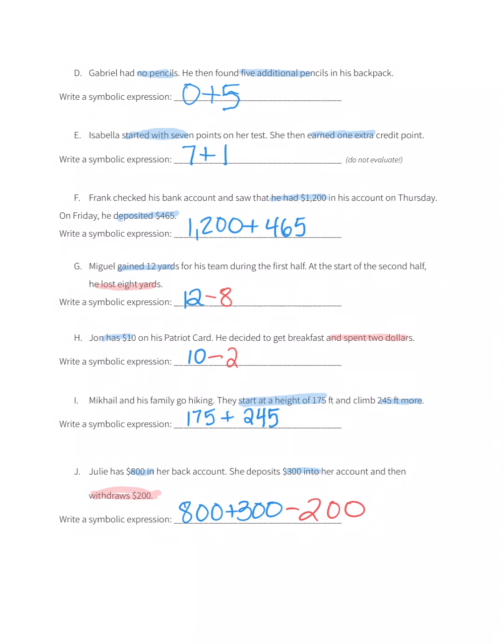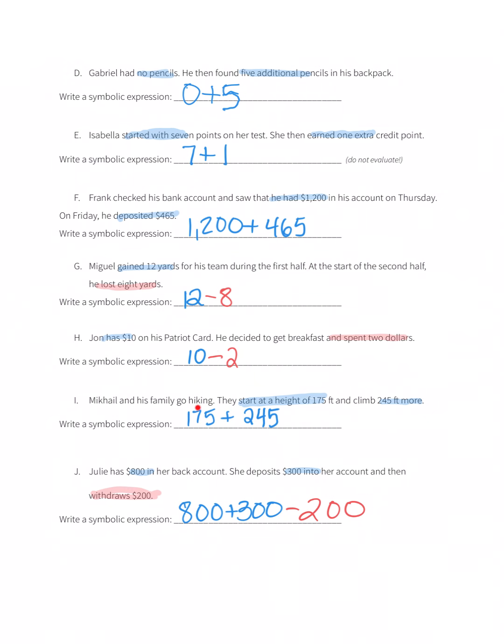Next, Miguel gained 12 yards for his team during the first half. You gain, that's a positive, start with positive 12. At the start of the second half, he lost 8 yards. If you lose, that's a decrease, so -8. Next, John has $10, starts with $10 on his Patriot card. He decided to go get breakfast and spent $2. If you spend, that's a decrease, so -2.